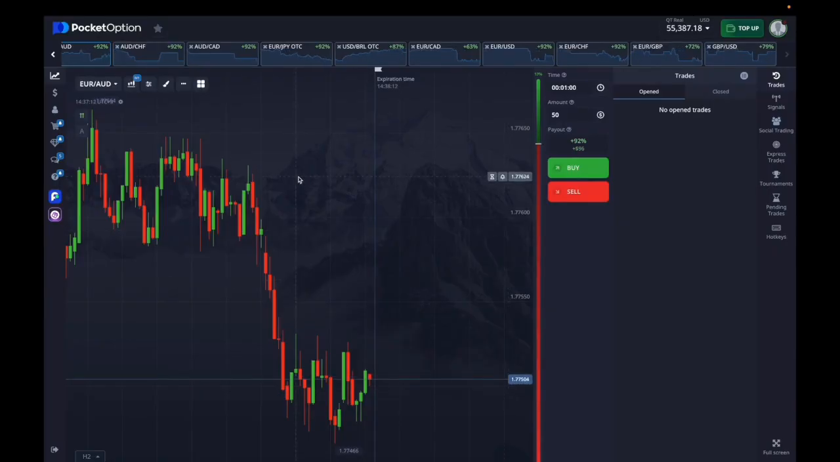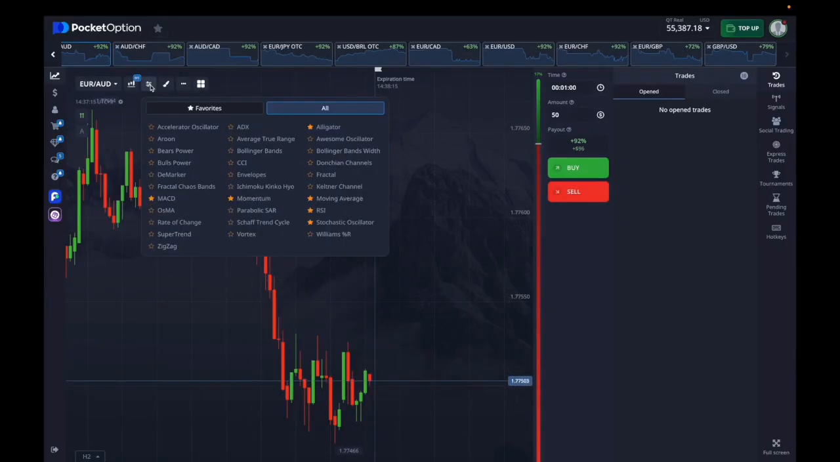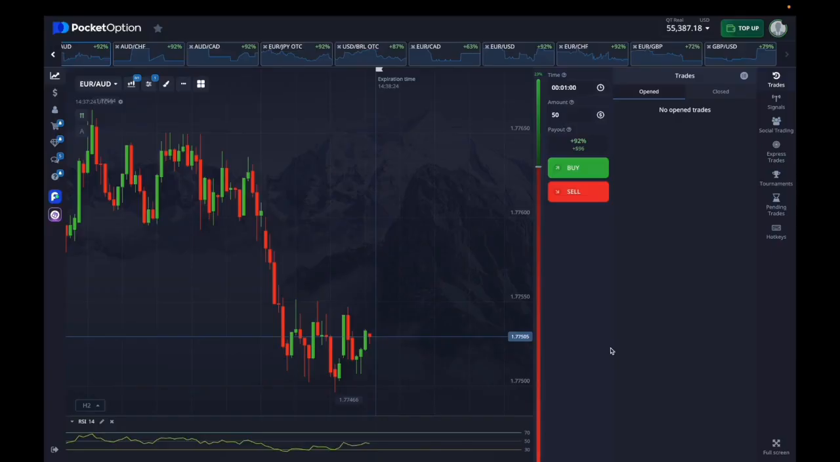Let's see how to set it up. To set up the RSI, we open Indicators and select RSI. I've already marked it with a star. I trade often and use this indicator regularly. Click on it, and you will immediately see a distinct line like this appear on your screen.